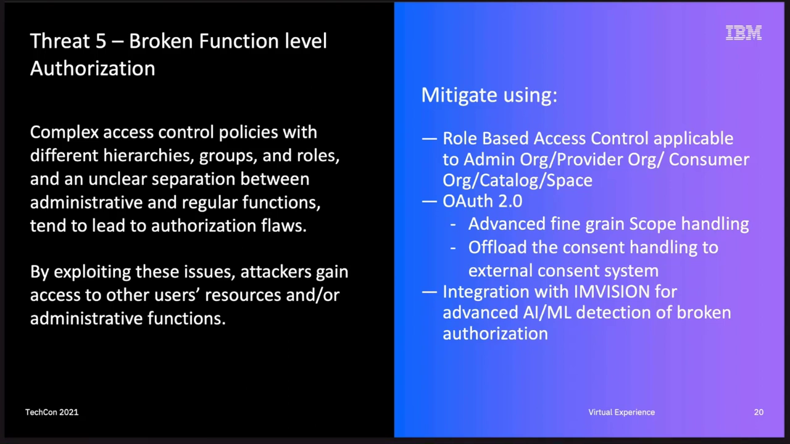Once the OAuth token is received from the user, Gateway can validate it before allowing the request to pass through to the trusted zone. Again, API Gateway also provides seamless integration with Envision runtime protection for a more advanced AI and ML level of intelligence for detecting any broken authorization attacks.